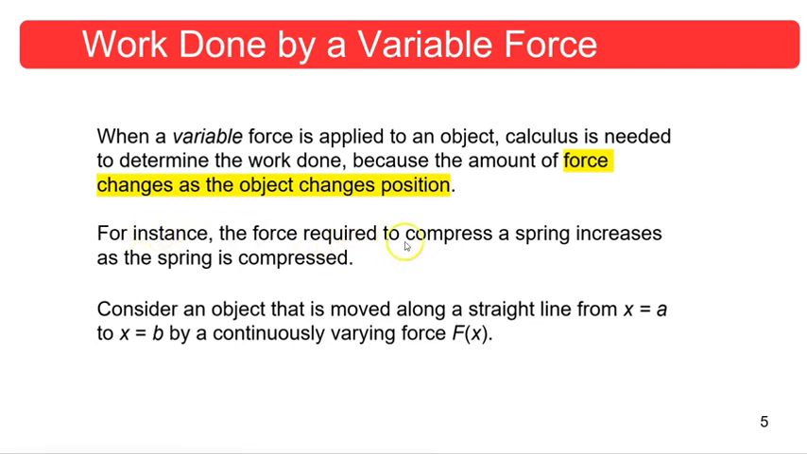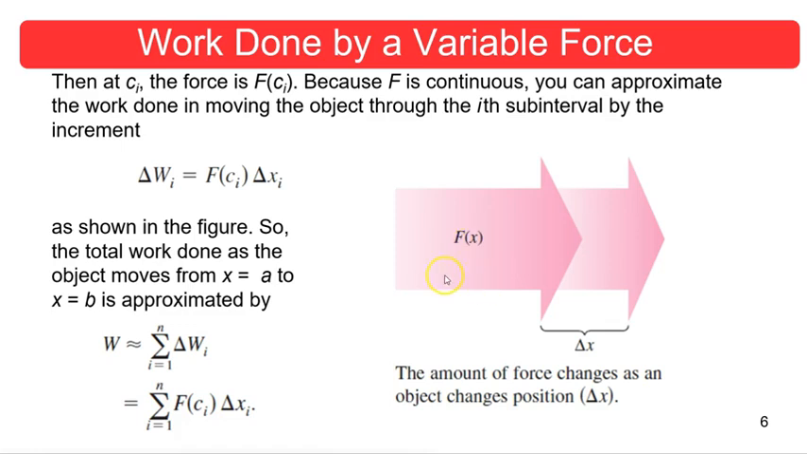So for instance, the force required to compress a spring. You might have taken this up in your physics already. The force increases as the spring is being compressed. So let's consider an object that's moved along a straight line from A to B. In this case, the displacement that you see, let's take that as delta x. The work, therefore, is basically the force times the displacement, the change in x position.